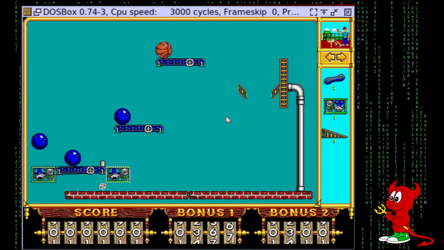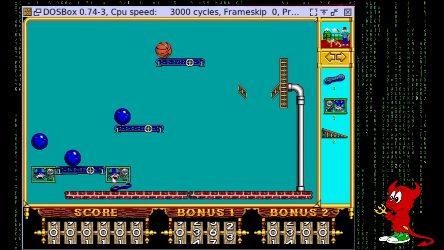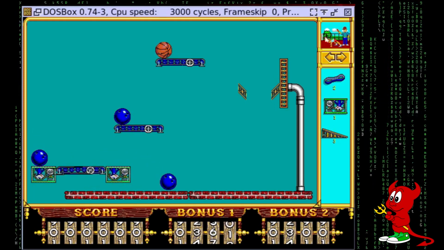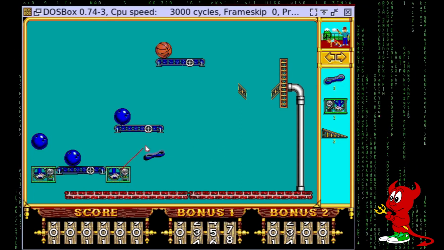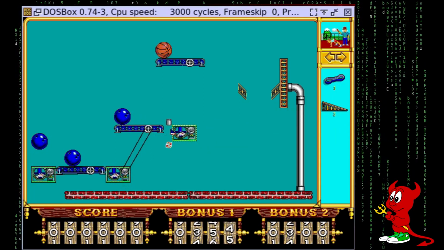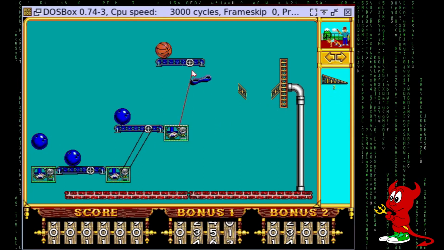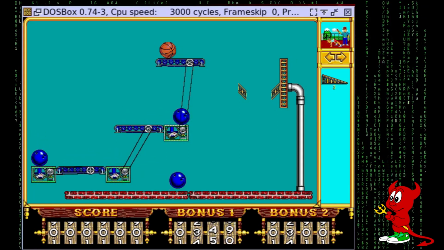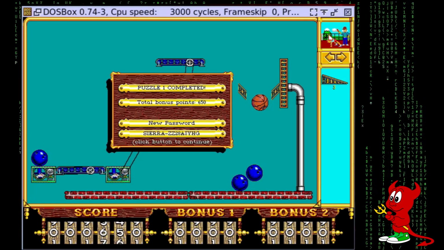Let's put another one here. Let's try to simulate. Okay, looks good. Does the rubber band extend? Yes, it does. And we can put here. And we have one left. Okay, this is looking great. We just completed the game.